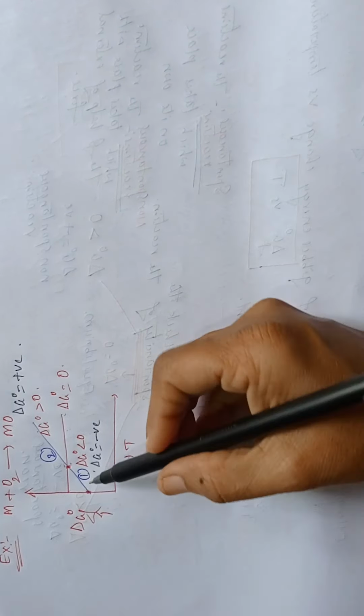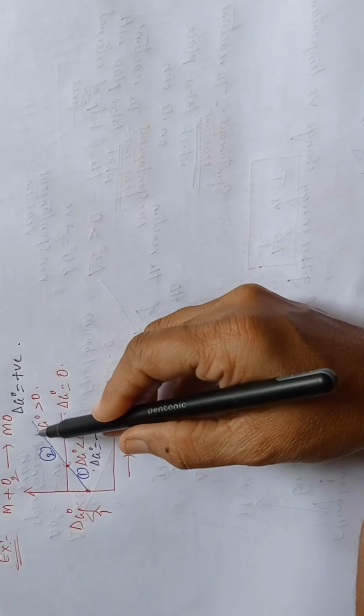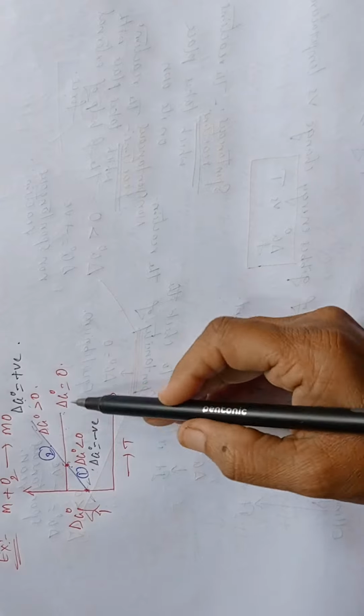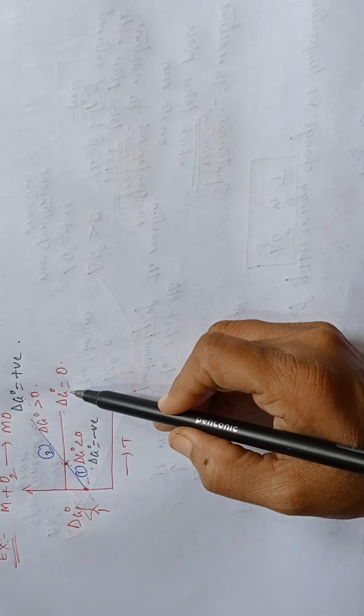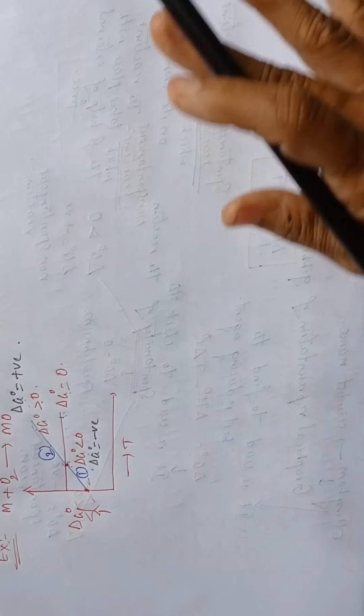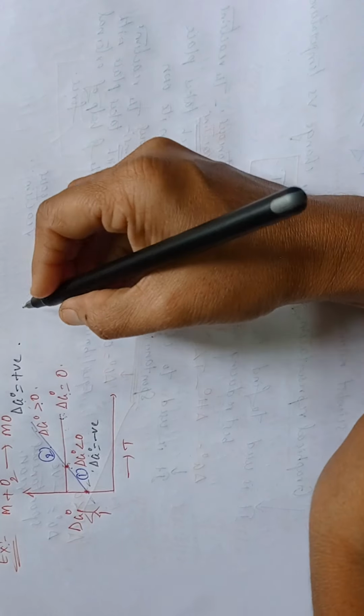Now see, students, I am dividing this line into two parts. This is the first part, and this is the second part. This is delta G naught equal to 0. Below this line it is less than 0, above this line it is greater than 0. Clear? Now I am taking the first part.